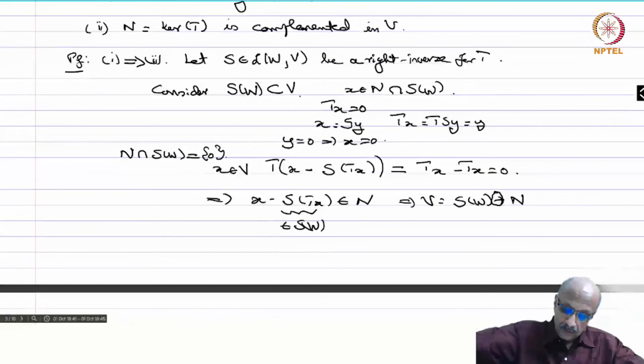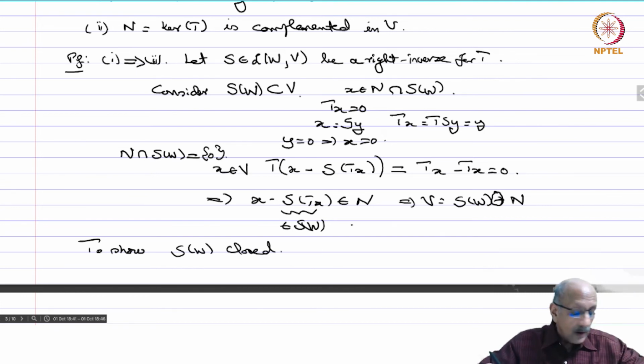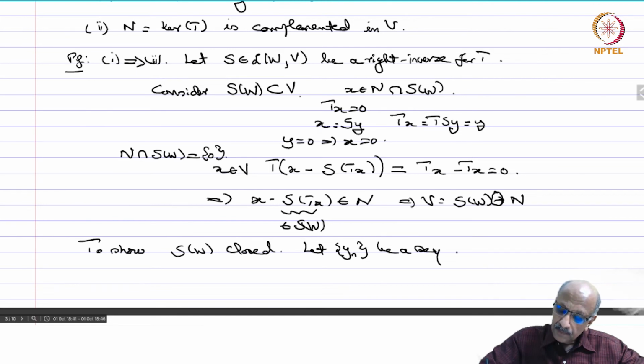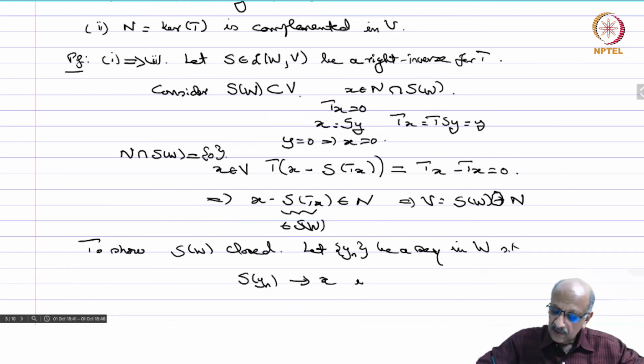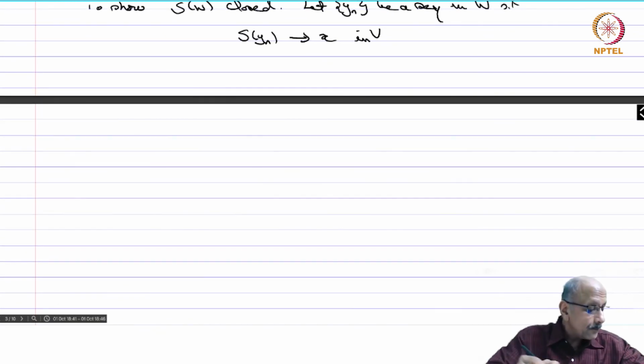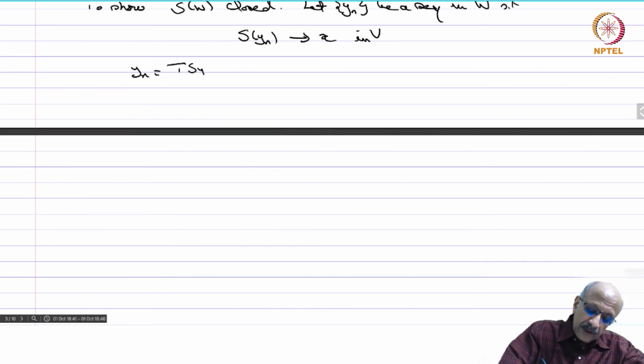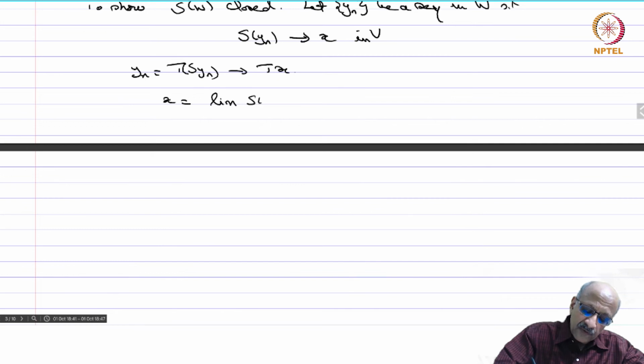Finally, we have to show S of W is closed. So let Yn be a sequence in W such that S of Yn converges to some X in V. So Yn equals T of S of Yn, and therefore that should converge to T of X. Therefore, X is the limit of S of Yn.